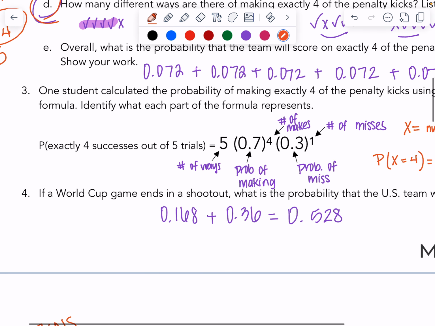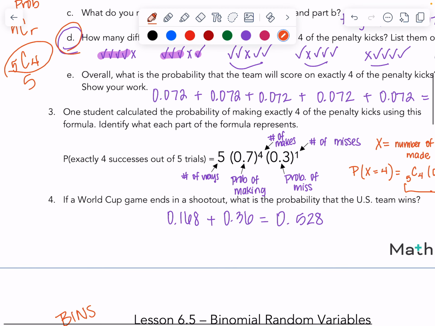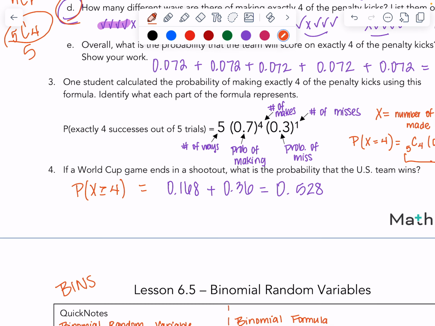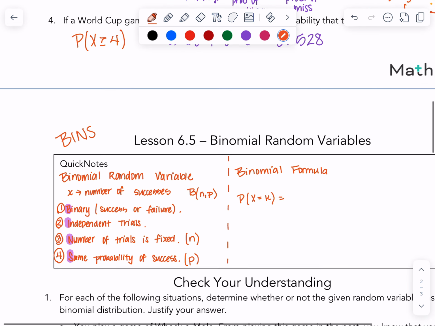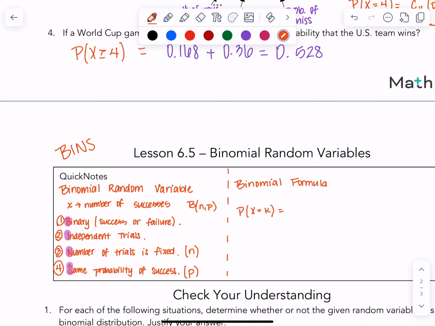Some other notation here. The probability that the U.S. team wins. In order for us to win, that number of kicks has to be greater than or equal to 4. You could just write that in next to your numbers here that you've already written down. Okay, so let's go back down to the formula.